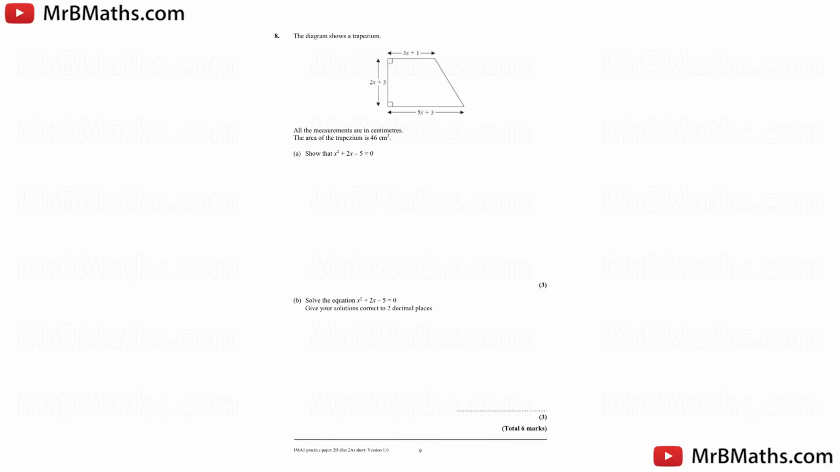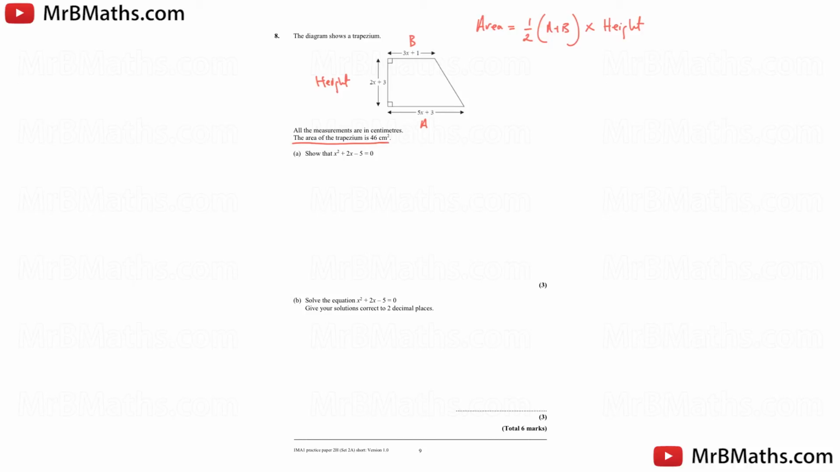Okay, question 8. The diagram shows a trapezium. All the measurements are in centimeters. The area of the trapezium is 46 centimeters squared. Show that x squared plus 2x minus 5 equals 0. Say we've got a clue, the area of the trapezium is 46 centimeters squared. So if we remember what the formula for an area of a trapezium is, its area equals half the sum of the parallel sides times the height between them. So this would be our height, this would be A, and this would be B.